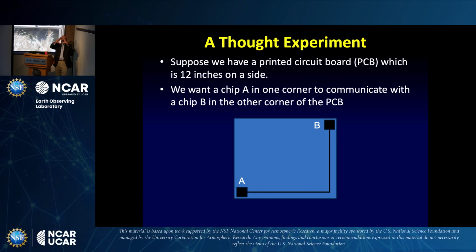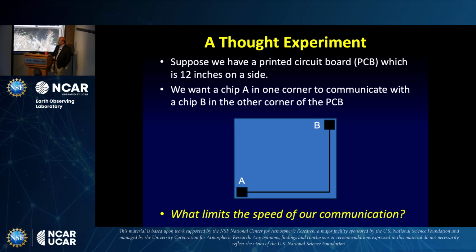Suppose, think about this. I've got a printed circuit board, 1 foot by 1 foot. This is something that we might have in a desktop computer. And I have one chip, chip A, in one corner of this board, and another chip, chip B, at the other corner of the board. They have a wire between them, and they want to communicate.